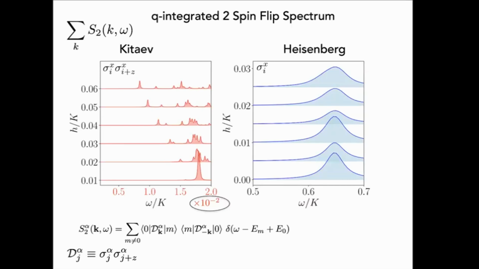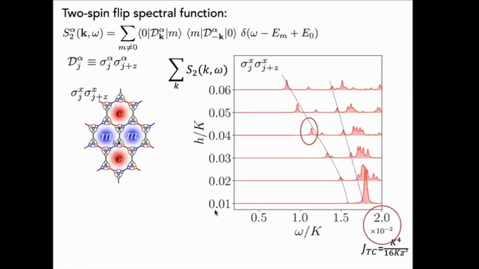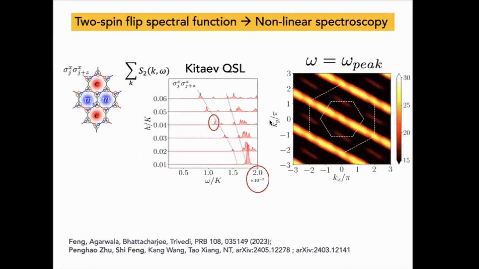Furthermore, the energy scales are different. Here it's of order the exchange. Here it is 100 times smaller because that scale is coming from fourth order perturbation theory, and it goes like k to the fourth by kz cubed. So there's a lower energy scale. And if you fix your energy at the peak, you find a very sharp dispersion of these fractionalized modes. So you see that it has a well-defined momentum.